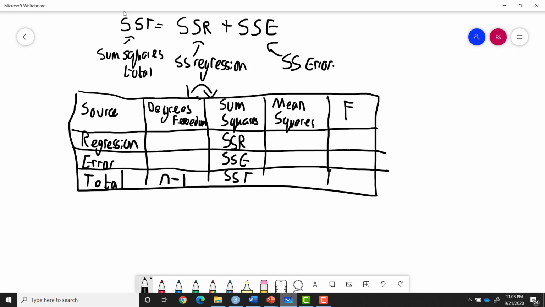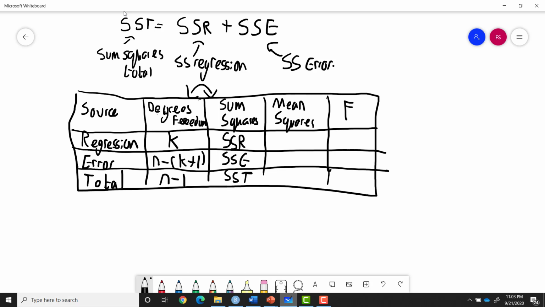The regression has k degrees of freedom. And the error is basically whatever's remaining, so it's n minus k plus 1. Add these two together and you get n minus 1. And I've already told you that adding the regression to the error gives the total.